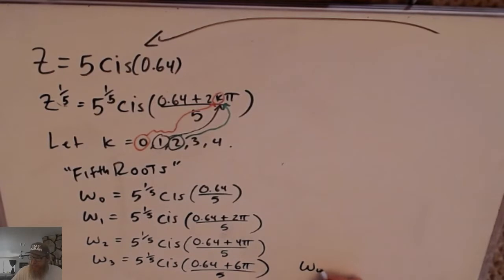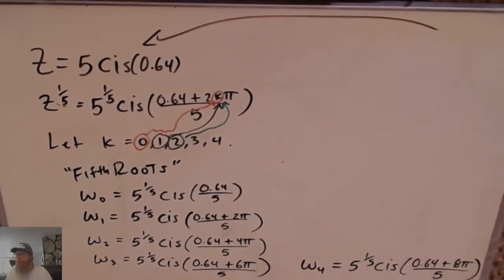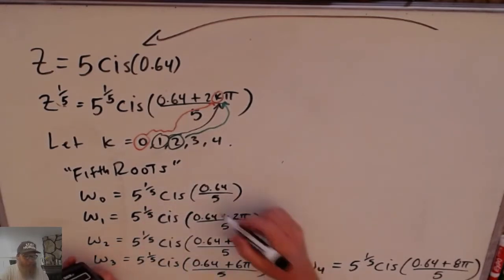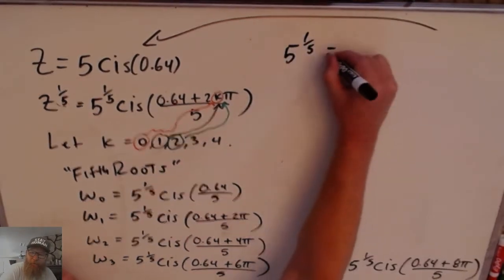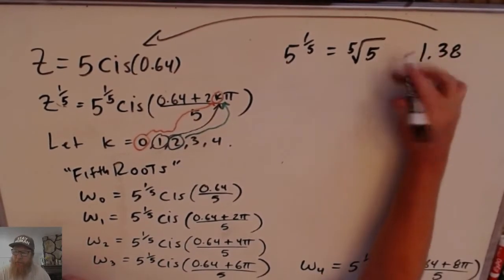And my last one, I'll squeeze it down here, omega 4, 5 to the 1/5, CIS, 0.64 plus 8 pi over 5. These are your answers unsimplified. Simplify them a bit, but not too much. Just simplify them, give them as decimals. So 5 to the 1/5 power, that's the same as the 5th root, is 1.38 approximately.